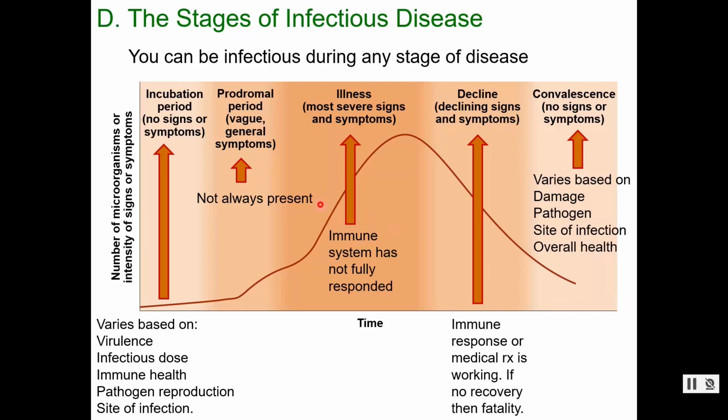Now, if you are in the illness stage, if the microorganism continues to do damage, if your immune system or any drugs that we have at our disposal are not working, you may not enter decline, and this is where fatality occurs, when the illness just overwhelms the body, and that happens. All right, so those are the stages of an infectious disease. Let me know if you have questions with that. Most of that we are familiar with. So that is the stages.